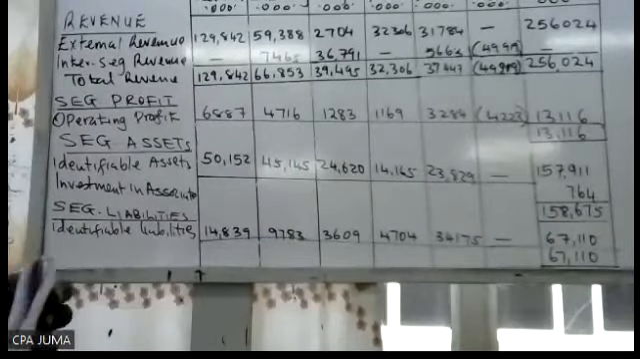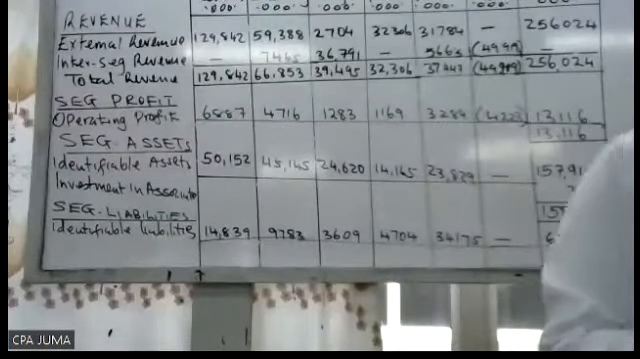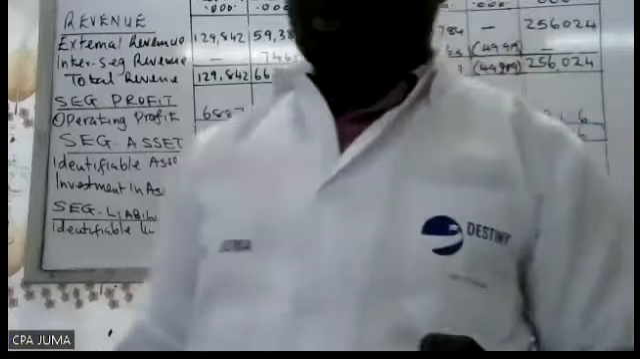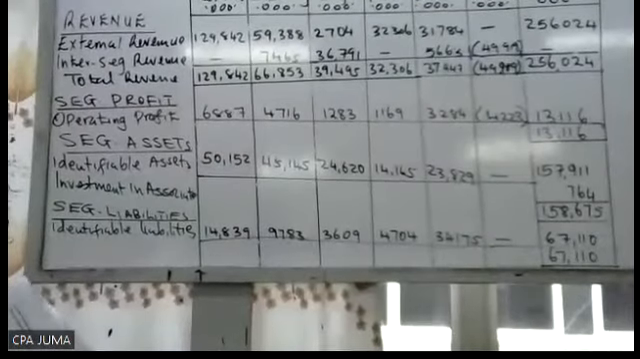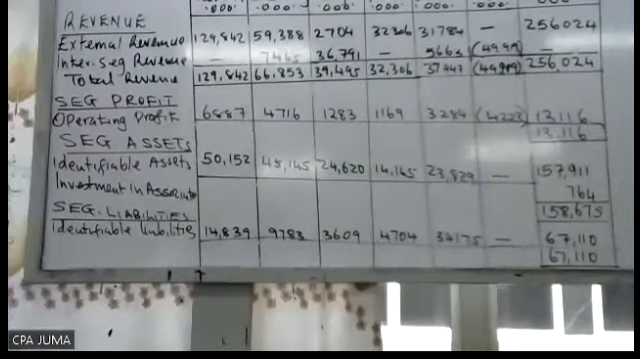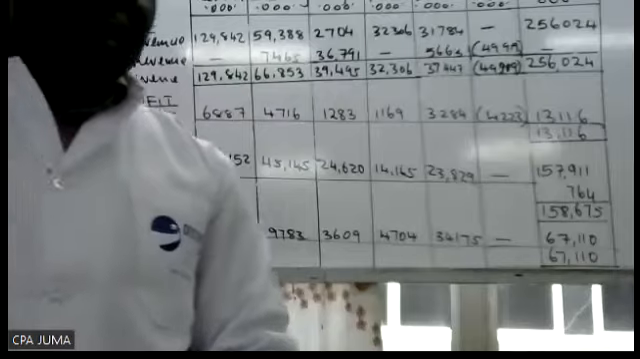So I don't know why the examiner was not asking you for the reconciliation. When they give you the financial statement, the main purpose is always for you to reconcile. So I want us to carry out reconciliation. So Roman 2, right there, reconciliation statement.